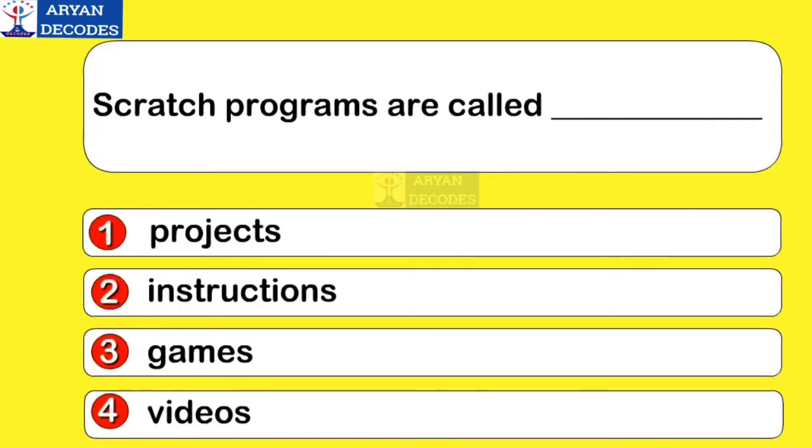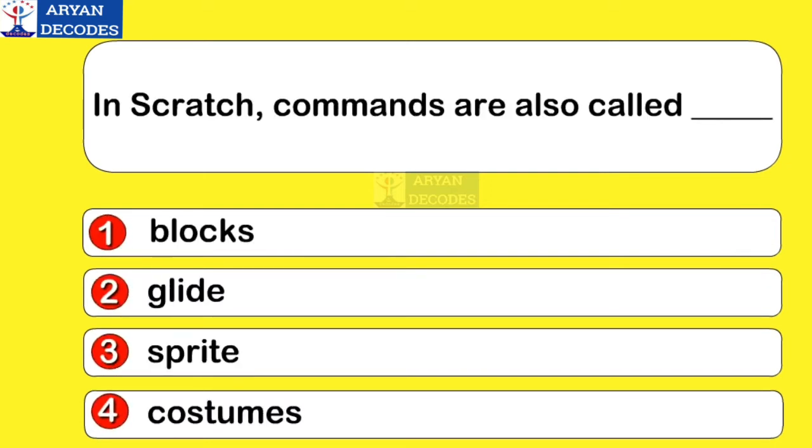Friends, look carefully and select the correct option. Scratch programs are called dash. And the right answer is projects. Now move on to the next question. In Scratch, commands are also called dash. And the right answer is blocks. Now move on to the next question.